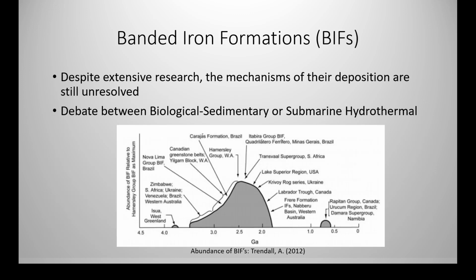So banded iron formations, despite extensive research, the mechanism of deposition is still unresolved. There's a debate between biological-sedimentary or submarine hydrothermal. Both of these viewpoints will be looked at in today's presentation. So looking at this picture, we can find that most of our banded iron formations are forming around this peak around 2.5 billion years ago and completely going extinct around 1.8, with a smaller amount popping up around 0.6 to 0.7 billion years ago.